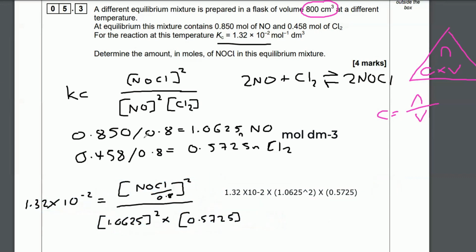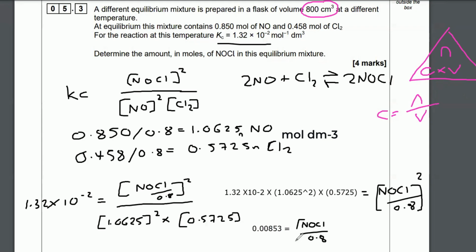As I say, you can keep this all in your calculator. I like to work it all out a little separately, step by step. So 1.32 times 10 to the minus 2 times 1.0625 squared times 0.5725 is equal to NOCl over 0.8 squared. Now, how am I going to get rid of the square sign on the right? Well, first of all, I could actually work out what all of this is, and this is going to equal 0.00853, which is going to be equal to NOCl over 0.8 squared.